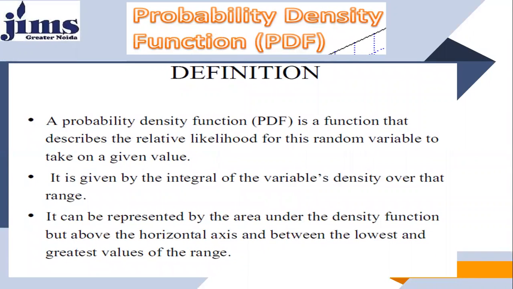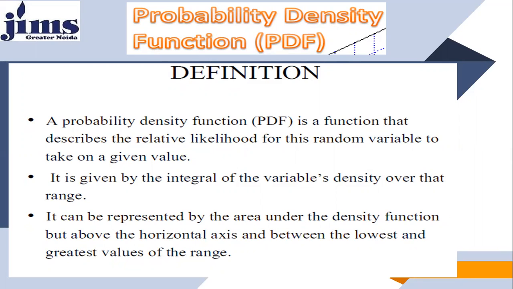Look at the definition. We already discussed in this lecture, so it's very easy for you to understand the definition. What is the definition? A probability density function, PDF, is a function that describes the relative likelihood for the random variable to take on a given value. I think you understand that. It is given by the integral of the variable's density over that range. This is also clear. Means if the PDF of any random variable is given, and you integrate that PDF in the limit that you already know, then you have the value of that random variable.